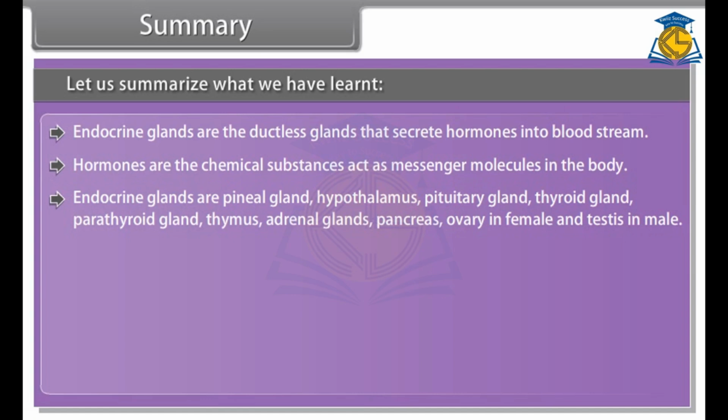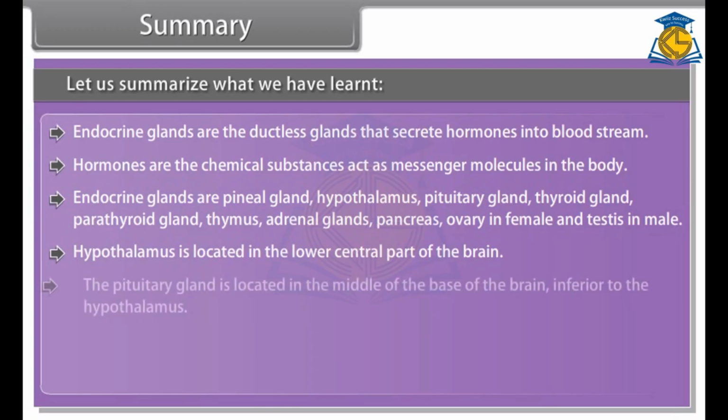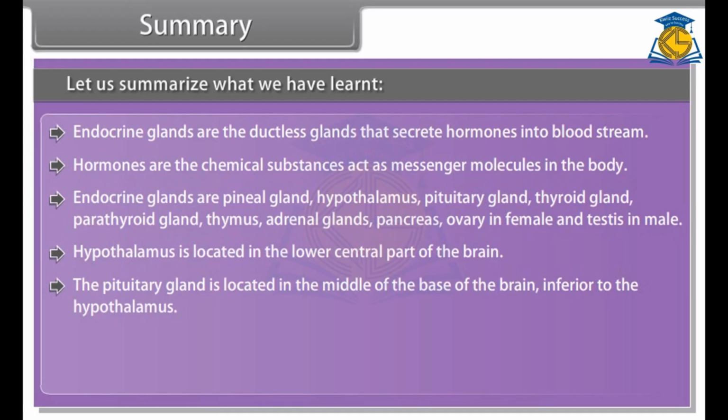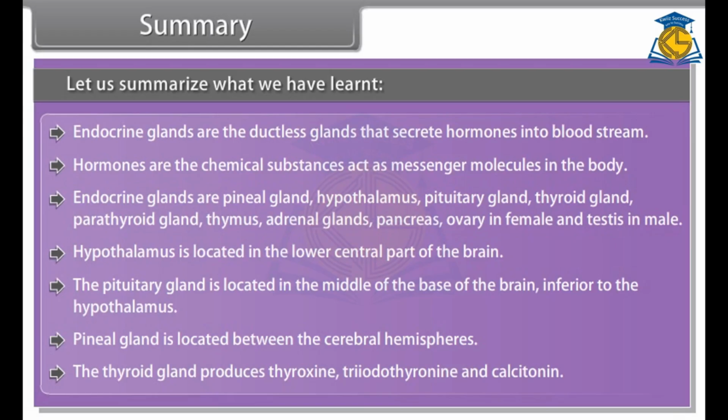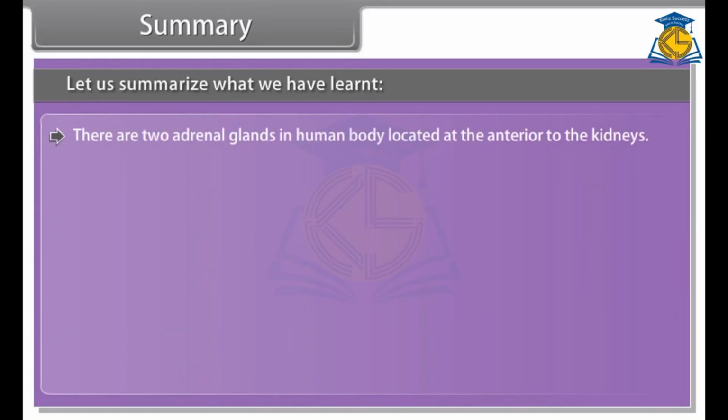testes in male. The hypothalamus is located in the lower central part of the brain. The pituitary gland is located in the middle of the base of the brain, inferior to the hypothalamus. The pineal gland is located between the cerebral hemispheres. The thyroid gland produces thyroxine, triiodothyronine, and calcitonin. There are 2 adrenal glands in the human body located anterior to the kidneys. The pancreas can act as an exocrine gland as well as an endocrine gland.